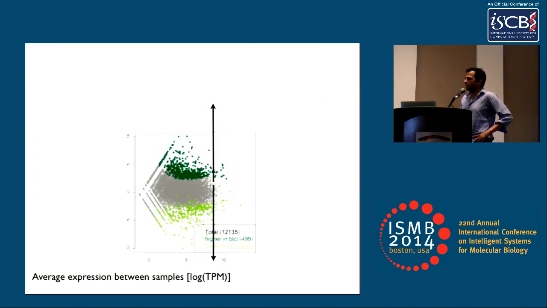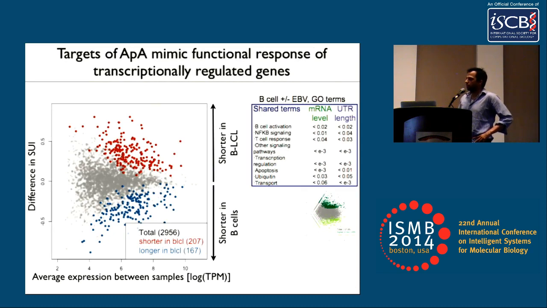Now I'm going to change this picture slightly to something that we're not used to seeing yet. So the x-axis still is the mean expression of the gene in these two samples.